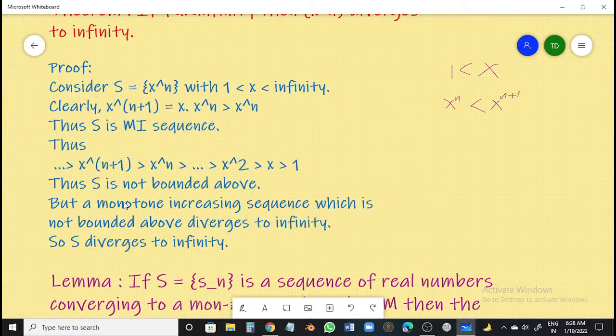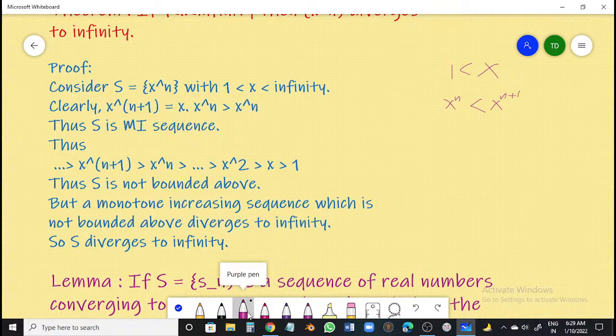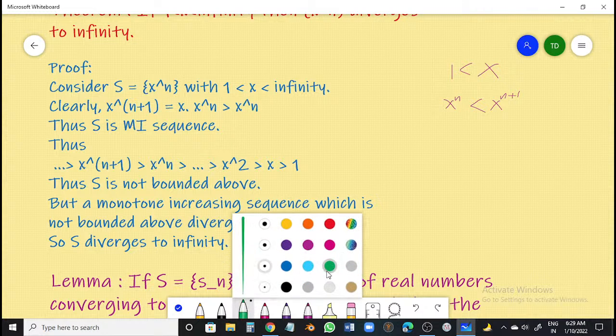And we know a monotone increasing sequence which is not bounded above diverges to infinity. So this sequence has to diverge to infinity. Now let us see why it is not bounded above. Is it surely not bounded above? This we mean to say. So let us try for this. If it is bounded above, then what will happen?